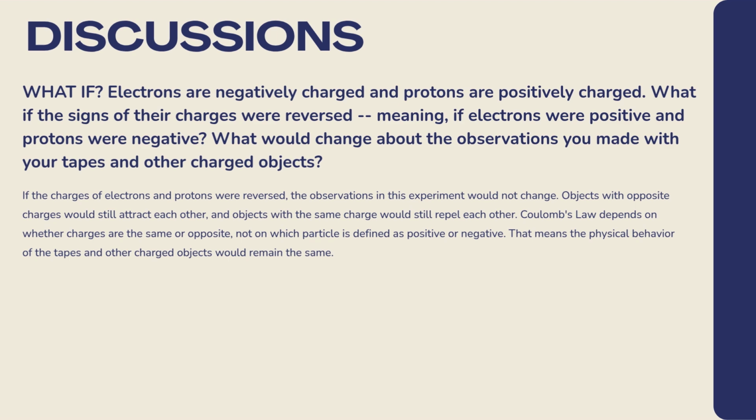What if? If electrons were positive and protons were negative, the observation would remain the same. Objects with opposite charges would still attract and like charges would still repel. Only the labels would change.